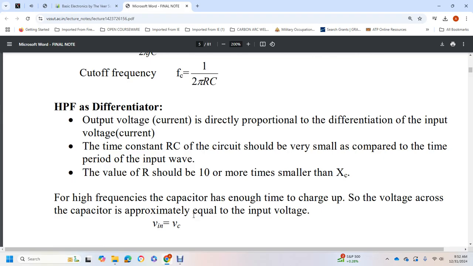Differentiator. Output voltage is directly proportional to the differential of the input voltage. The time constant is the RC of the circuit. The RC of the circuit should be very small compared to the time period of the input wave. The value of the resistor should be 10 times smaller than the capacitive reactance. At high frequency the capacitor has enough time to charge up, so the voltage across the capacitor is approximately equal to the input voltage.